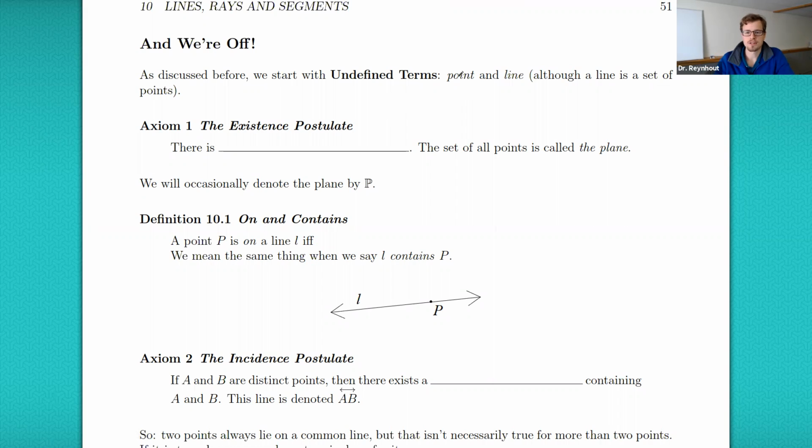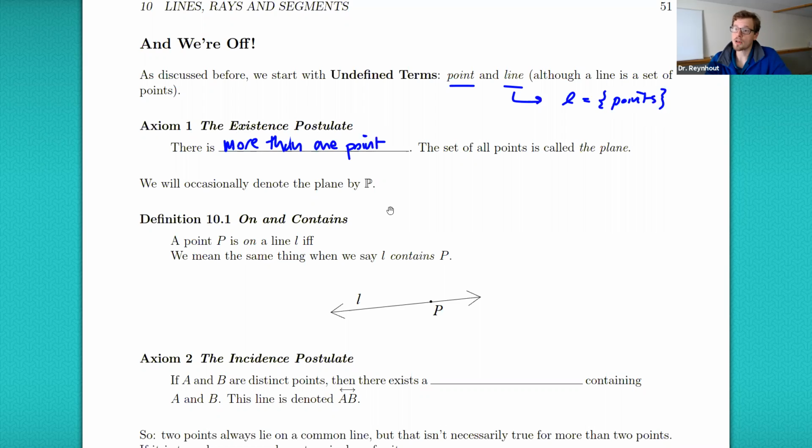So we have two undefined terms, point and line. Although technically we do have a definition for line, right? A line is a set of points. So a line L is a set of points, and we should have an understanding of that. So first, the existence postulate. Our first axiom: there is more than one point.